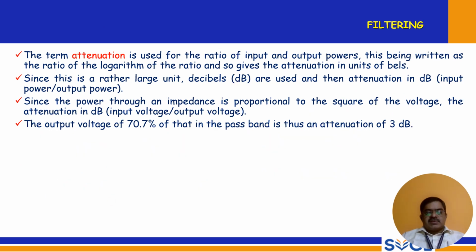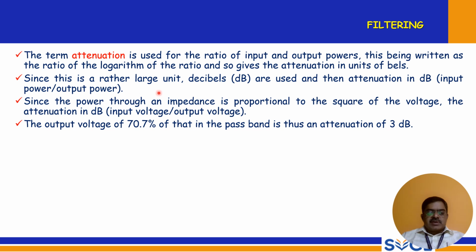So next, the attenuation is a very important term in operational amplifiers. The term attenuation is used for the ratio of the input and output powers. This is written as the logarithm of the ratio, which gives the attenuation in units of bels. So attenuation is actually the ratio of input and output powers, represented as the logarithm of the ratio, in bels.